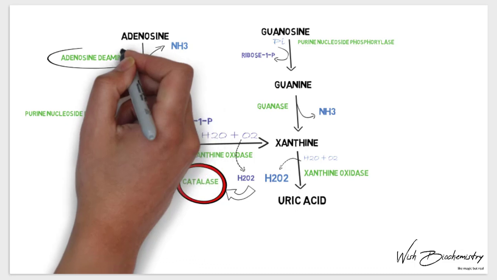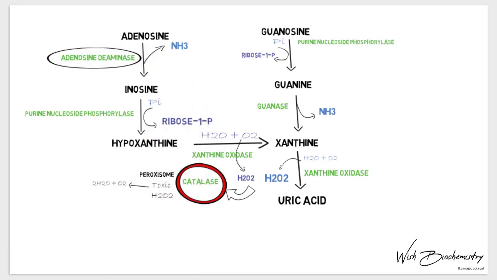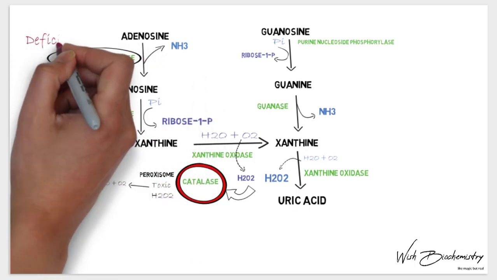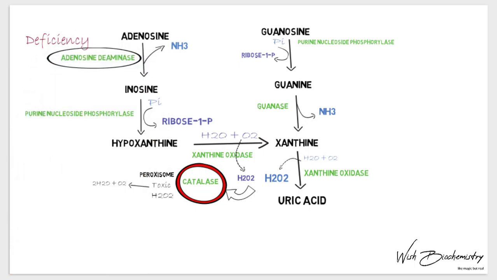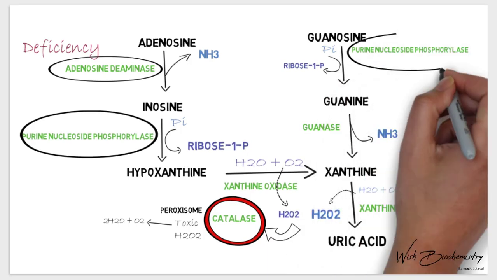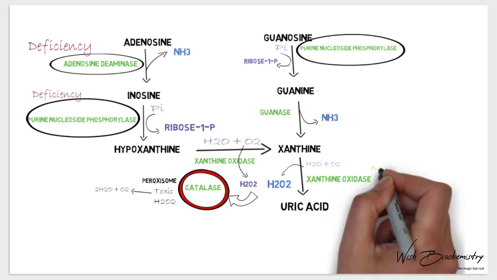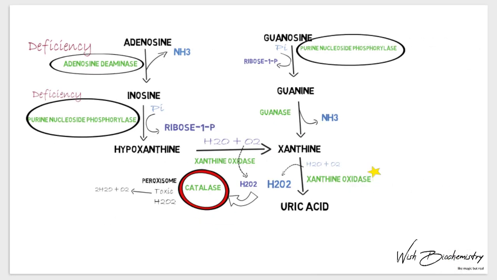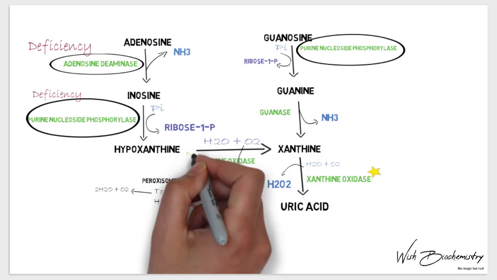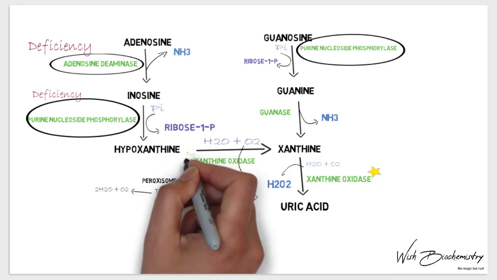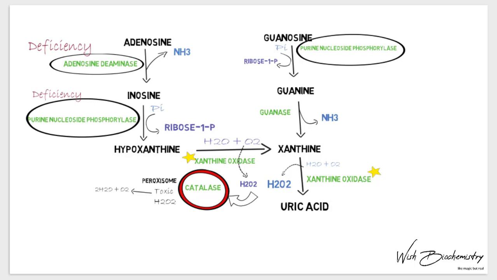Now let's have a look at the disorders of purine catabolism caused by the deficiency of the key enzymes. First is the deficiency of adenosine deaminase, and second is nucleoside phosphorylase deficiency. Xanthine oxidase is a very important enzyme responsible for the conversion of hypoxanthine to xanthine and xanthine to uric acid. Role of this enzyme we will discuss later.